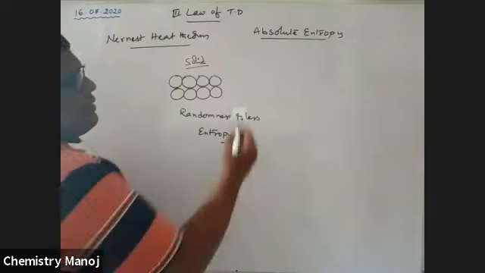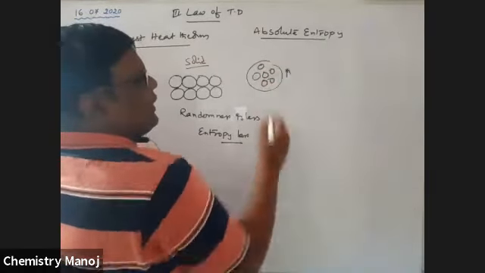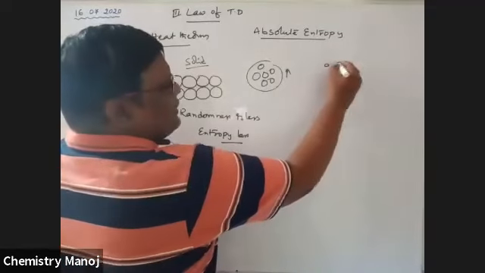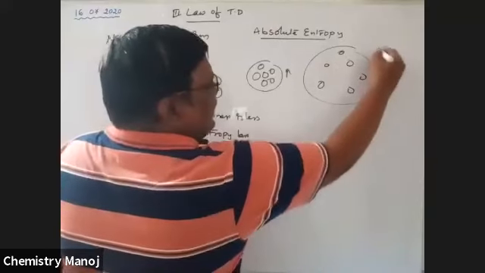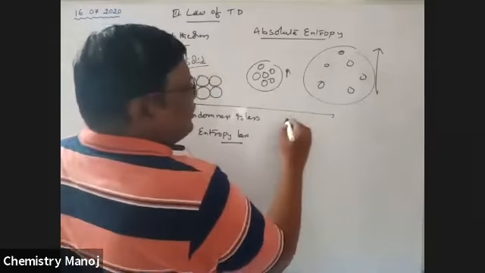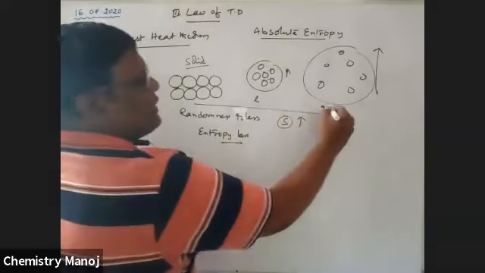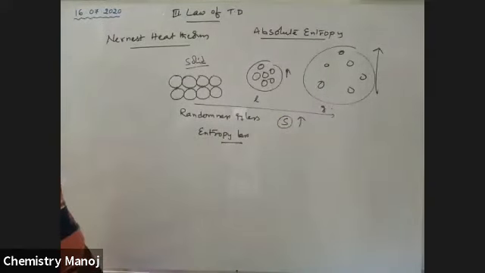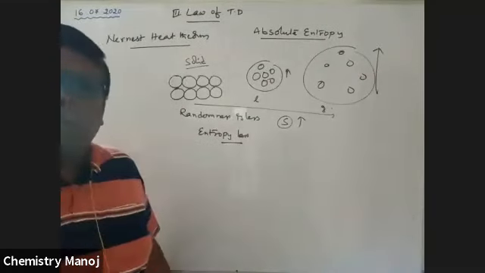Next, for liquids, there is some randomness, so entropy increases a little. For gases, molecules are in the gaseous state, so randomness is very high. So from left to right, entropy increases. Solid to liquid, liquid to gas, entropy increases. This is all at room temperature, boys.